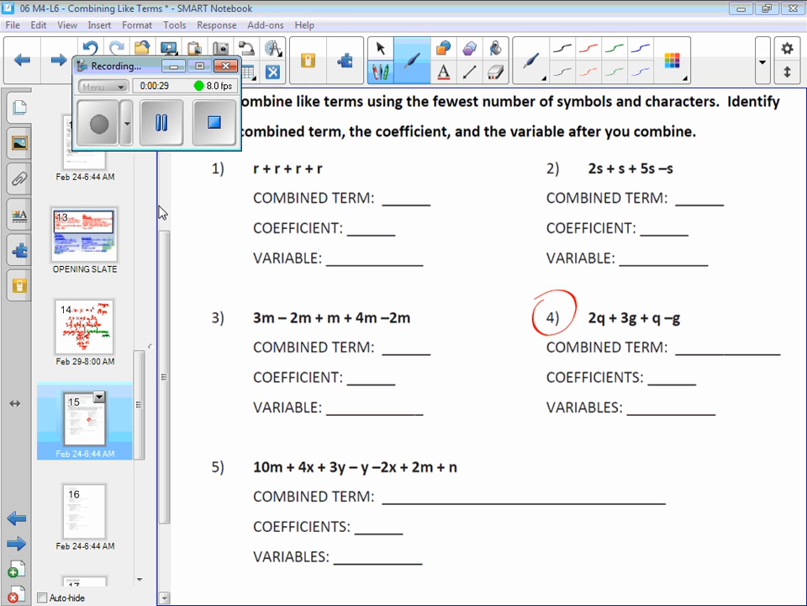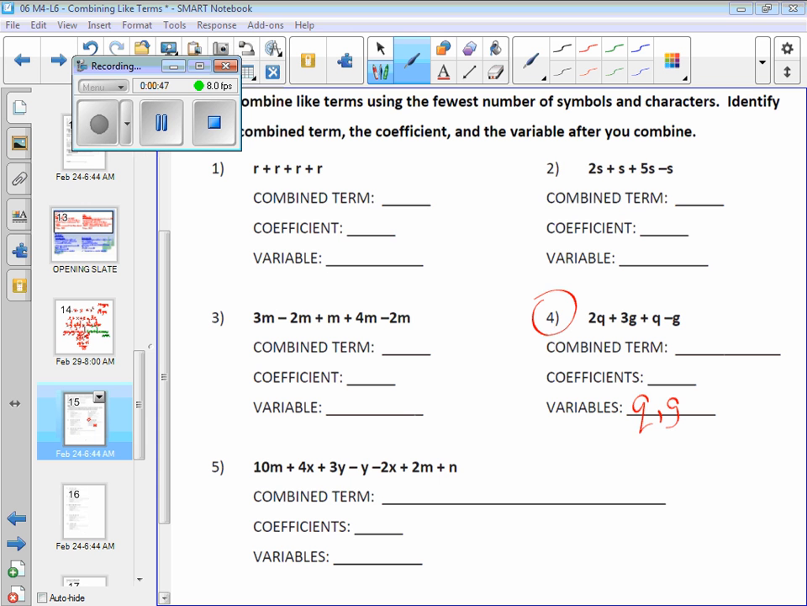Okay, 3, 6. Just tell me what the variables are first. No, just the variables. Q and G. If you want, work backwards. Put that here: Q, G.